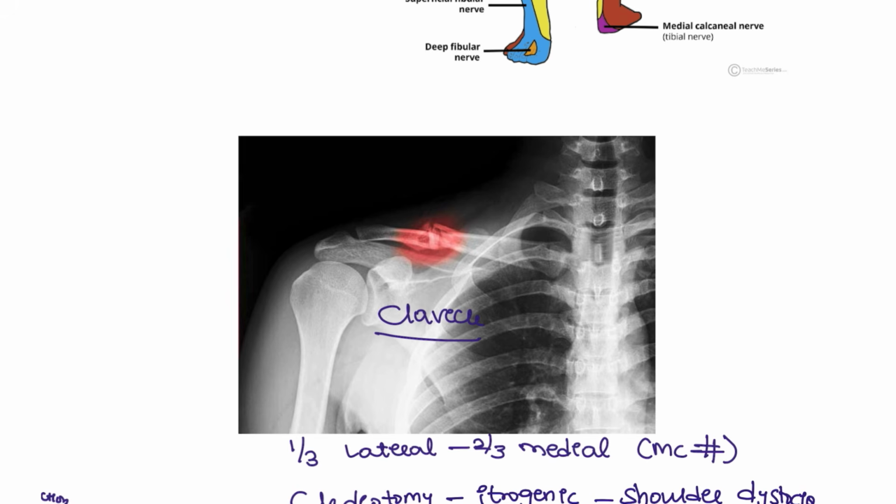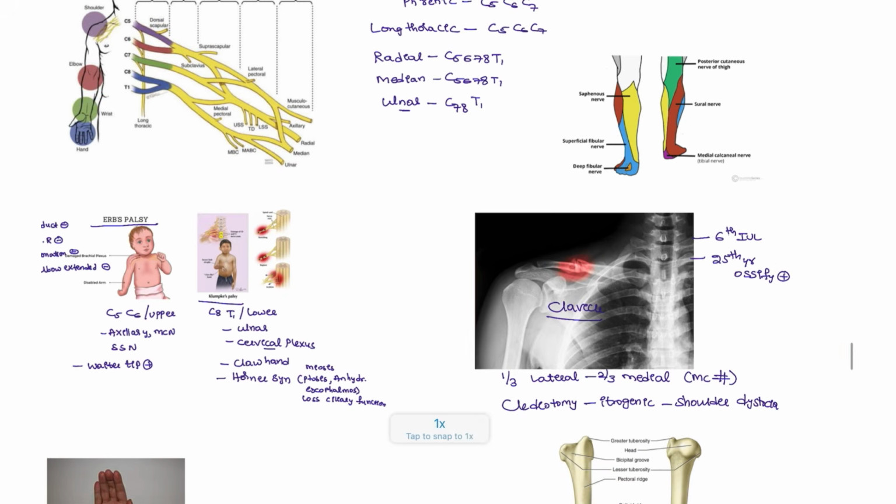This is the clavicle. Ossification will start at the 6th week of intrauterine life and end by 25 years. That has to be remembered. By the 25th year of age, ossification will be complete. This is the clavicle importance.